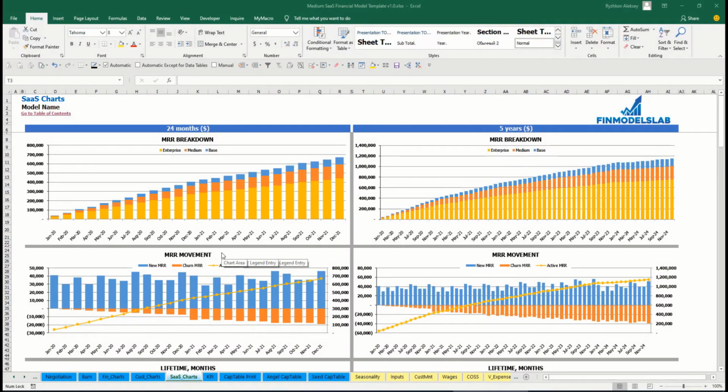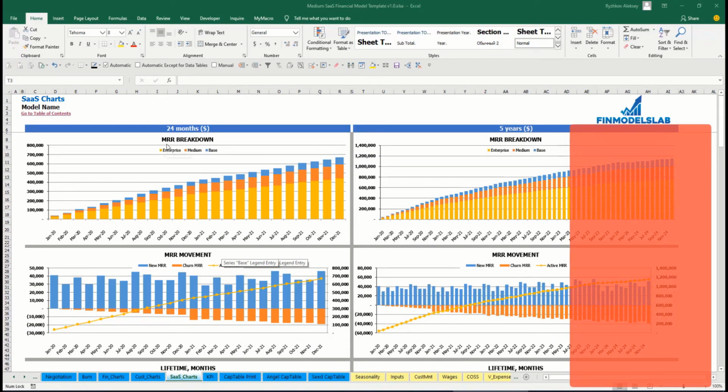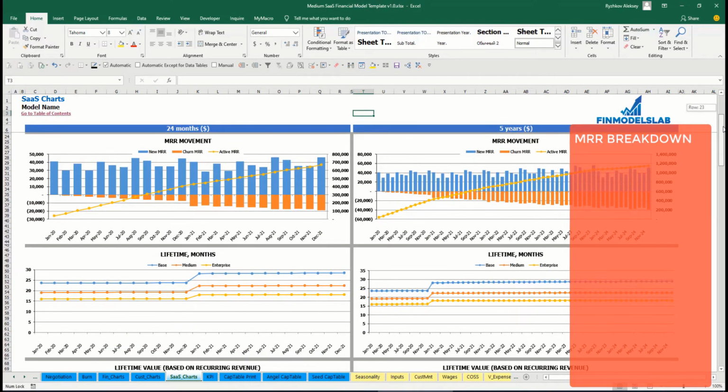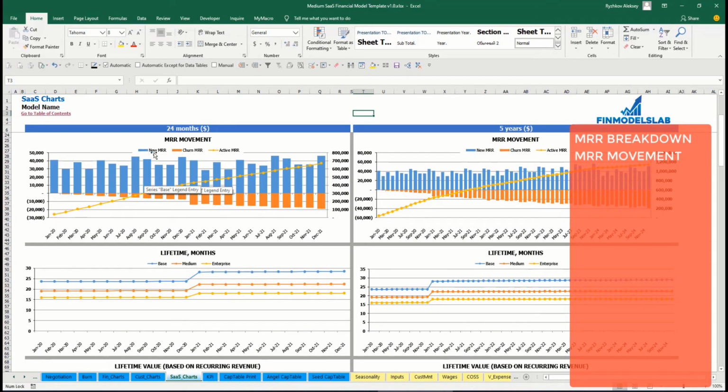On the SaaS charts tab, you may see the main SaaS KPIs and metrics broken down by two sets of charts. On the left side you can see the monthly amounts for the 2 years, and on the right side the monthly amounts for 5 years. So on the top set of charts you may see the MRR breakdown by 3 offerings. In this case this is enterprise, medium, and base. The next couple of charts will show you the MRR movement, which is new MRR, churn MRR by months, and as a result on the yellow line you may see the active MRR.